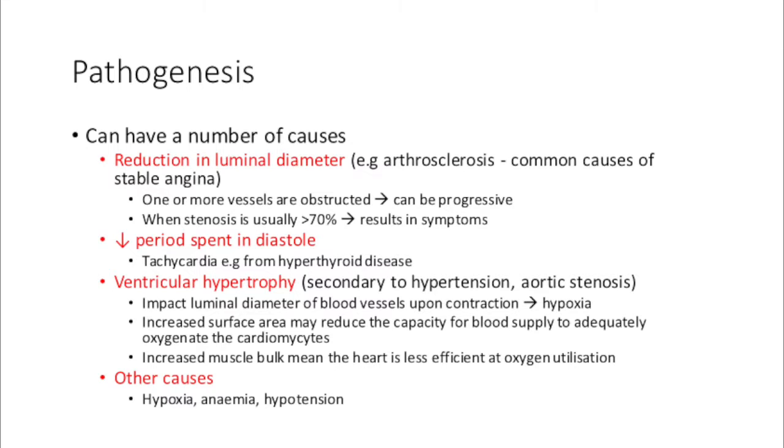As you can imagine, this can impact the luminal diameter of the blood vessels upon contraction of the heart, leading to hypoxia. It also means that the ventricles have a higher surface area, which may reduce the capacity for blood supply to adequately oxygenate all of the cardiomyocytes, and this results in ischemia. Also, increased muscle bulk means that the heart is less efficient at using the oxygen and therefore more prone to ischemia. There's other causes that you can consider, such as hypoxemia due to respiratory causes, anemia, or hypertension.